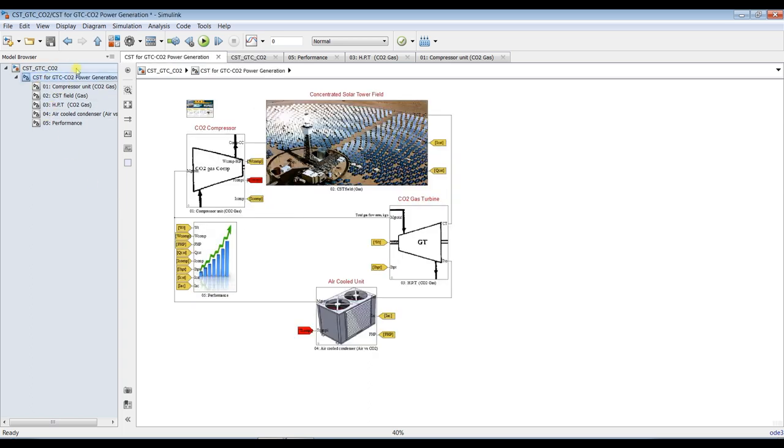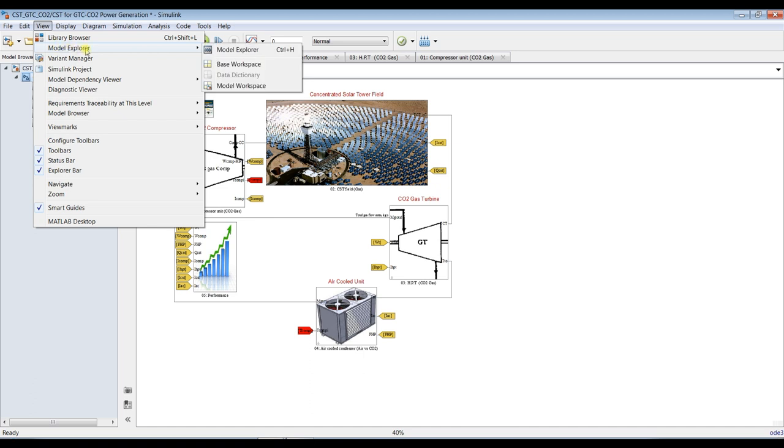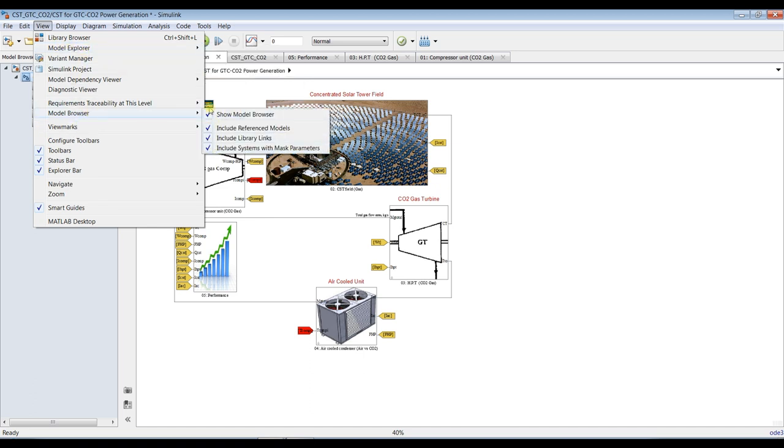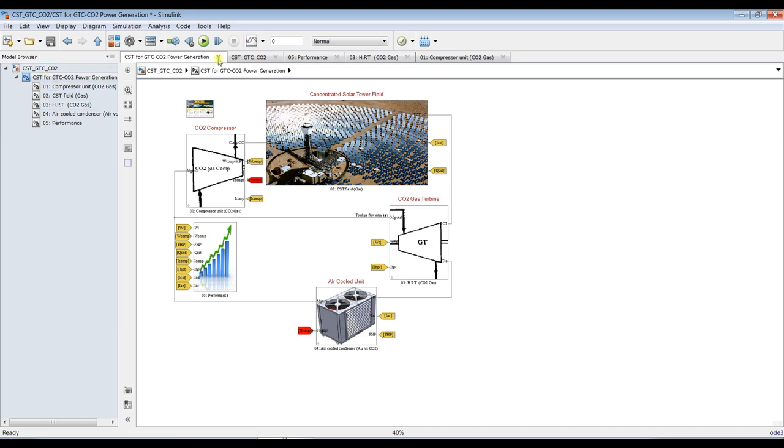Clicking here, we should be sure that your model browser checks all of these buttons. This is our main cycle. We have the CO2 gas compressor, concentrated solar tower field, CO2 gas turbine cycle, and air cooled condenser. And this is a performance block in order to do some performance analysis. Again, we have to specify some inputs.